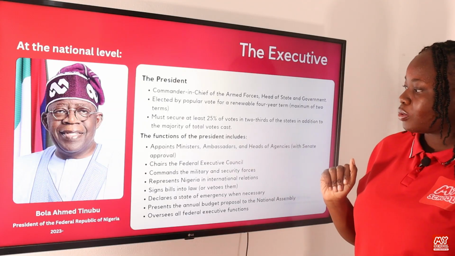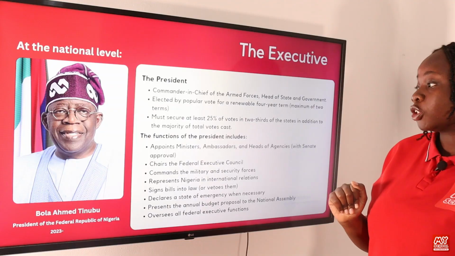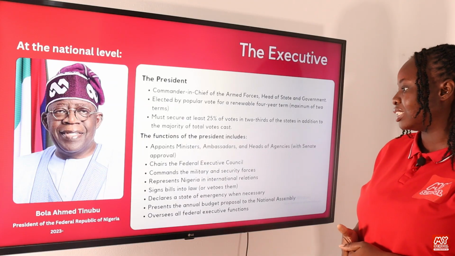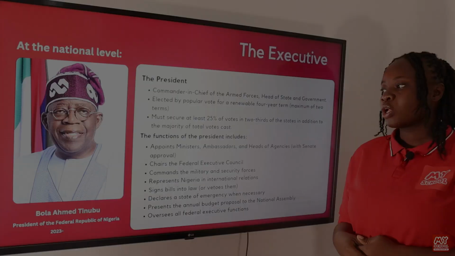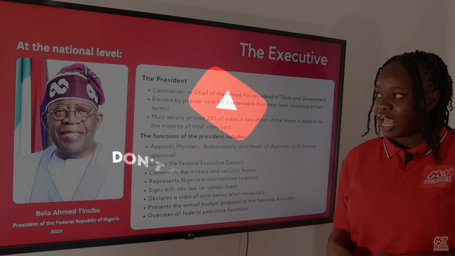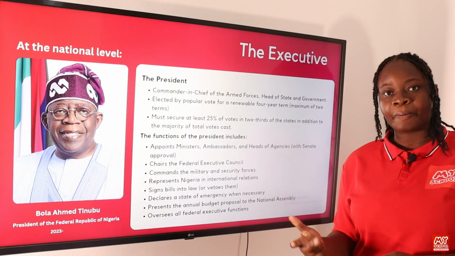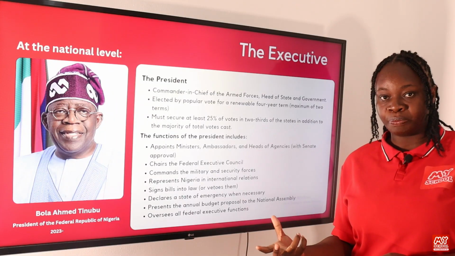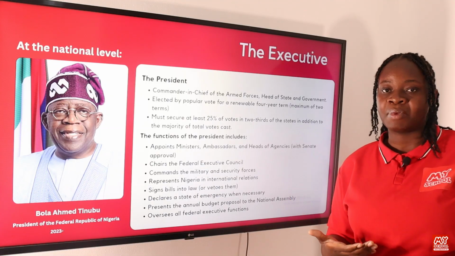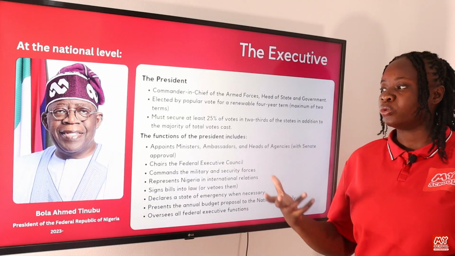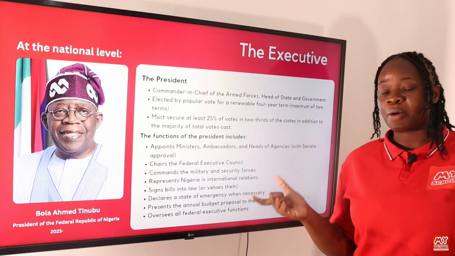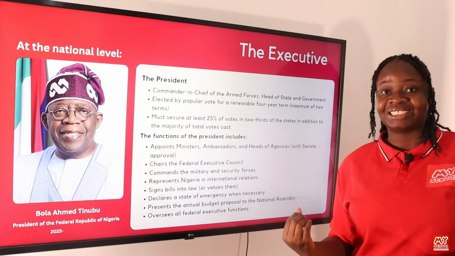What are the functions of the president? One of the functions is that they are responsible for appointing ministers, ambassadors, and heads of agencies with Senate approval. So the ministers, ambassadors, and heads of agencies are part of the executive. And being the chief executive officer, he has the authority to appoint these people to ensure that the policies he has created at the beginning of his term can be fully implemented by the people that he has put in power. So, of course, this appointment is subject to the approval of the Senate.